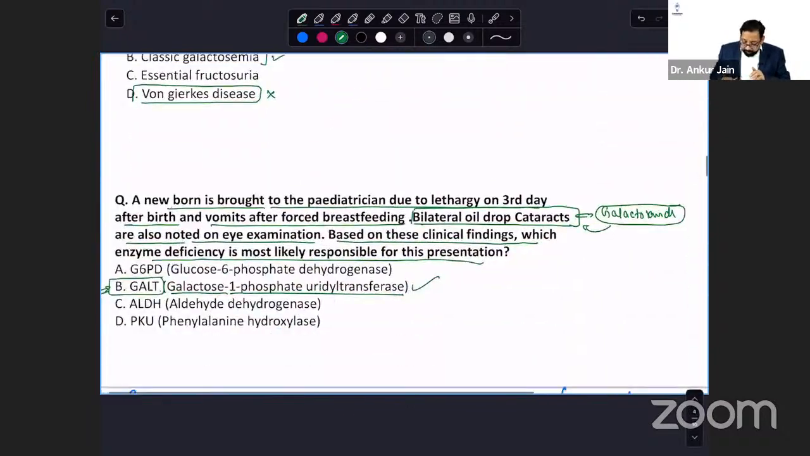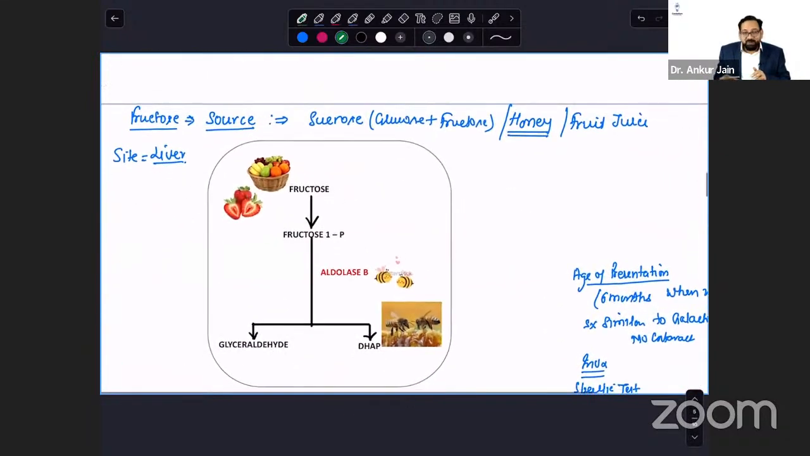Now we come to fructose metabolism. Fructose is fruit sugar. You all know fructose is fruit sugar, and it is also present in honey. The sugar we use in daily life, sucrose, is made up of glucose and fructose. I told you in a disaccharide, one unit is usually glucose. The second unit is fructose: sucrose is glucose and fructose. This is the source of fructose.